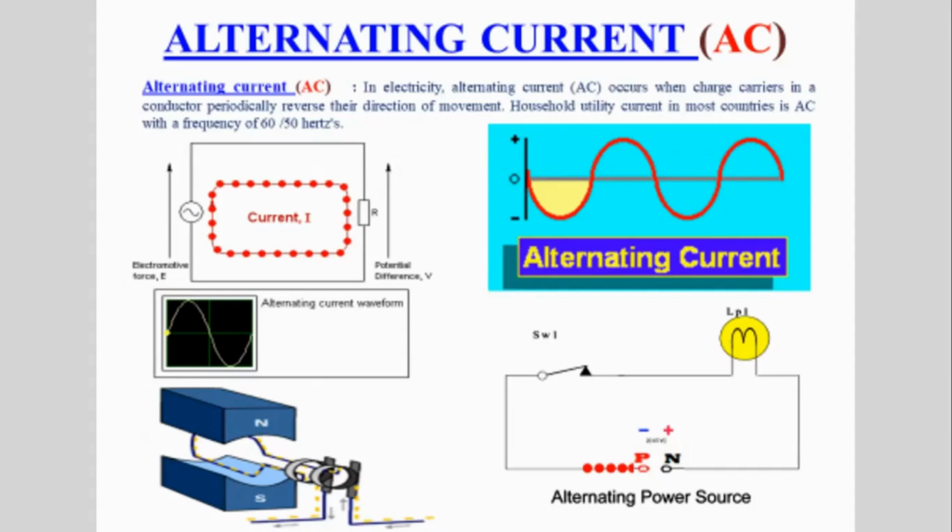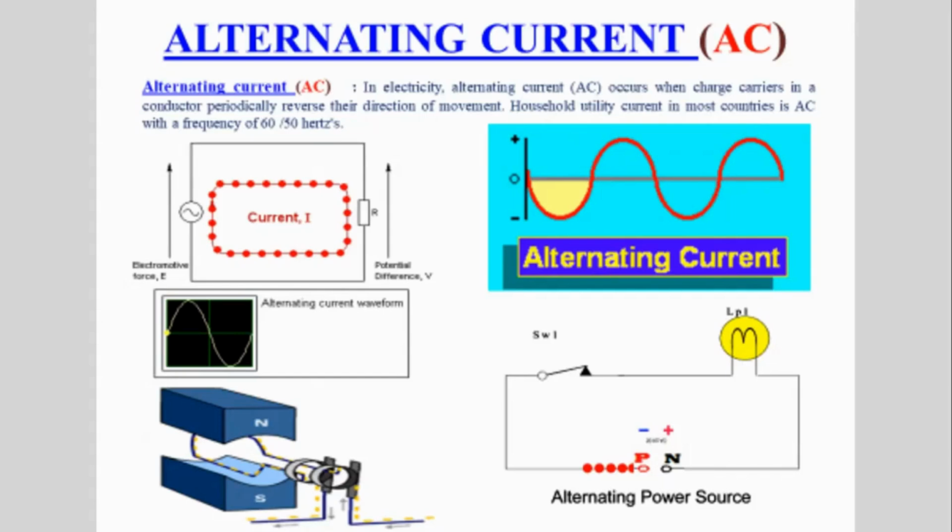What is alternating current actually? Why do we call it alternating current? Because it periodically reverses the direction. You can see the supply going up and down on this sine wave. It periodically changes its direction. That is the only thing you have to remember: periodically changing the direction.